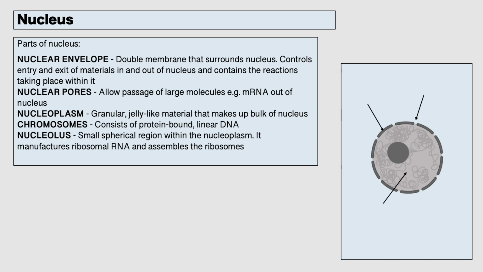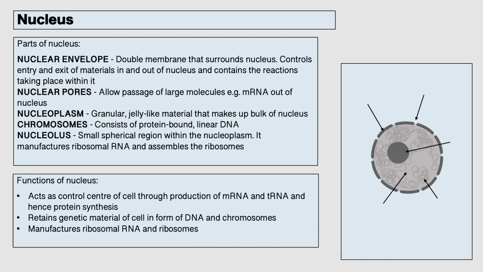The nucleoplasm is the granular jelly-like material that makes up the bulk of the nucleus. There are chromosomes, which are protein-bound linear DNA, and the nucleolus, which is a small spherical region within the nucleoplasm. It manufactures ribosomal RNA and assembles the ribosomes.